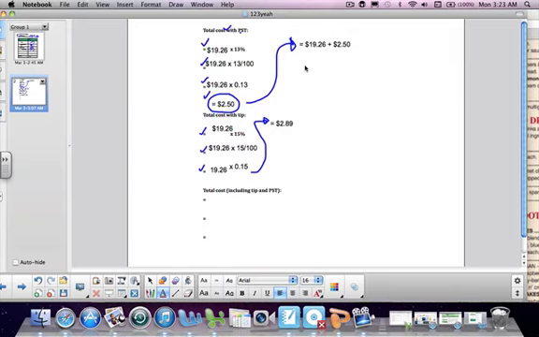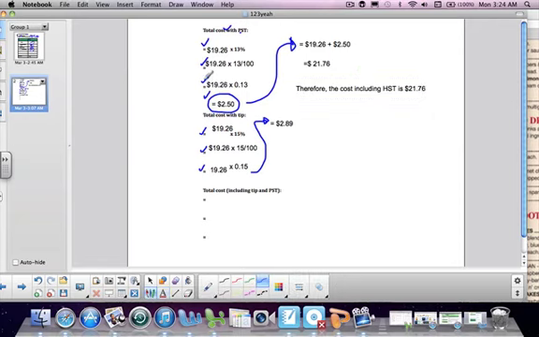So our $19.26 plus $2.50 gives us a total of $21.76. So now we have our total with $21.76. And this is why the comment has been made on a lot of your work that you want a therefore statement. So therefore, the cost including HST is $21.76. So up here, this should read, in fact, HST. This should not be PST. It's harmonized sales tax now.